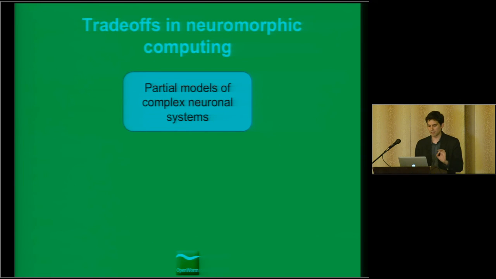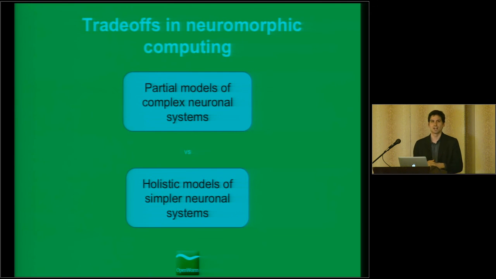So what I leave you with in my last comment is that some of the trade-offs in neuromorphic computing can be that we can either make a lot of partial models of very complex neuronal systems that don't let us constrain them with real data, right? Or we can try to build holistic models of very simple neuronal systems that are very humble and may not have all the features of the exciting systems like cortex, but that give us a lot of data to work with and let us get as detailed as we want.